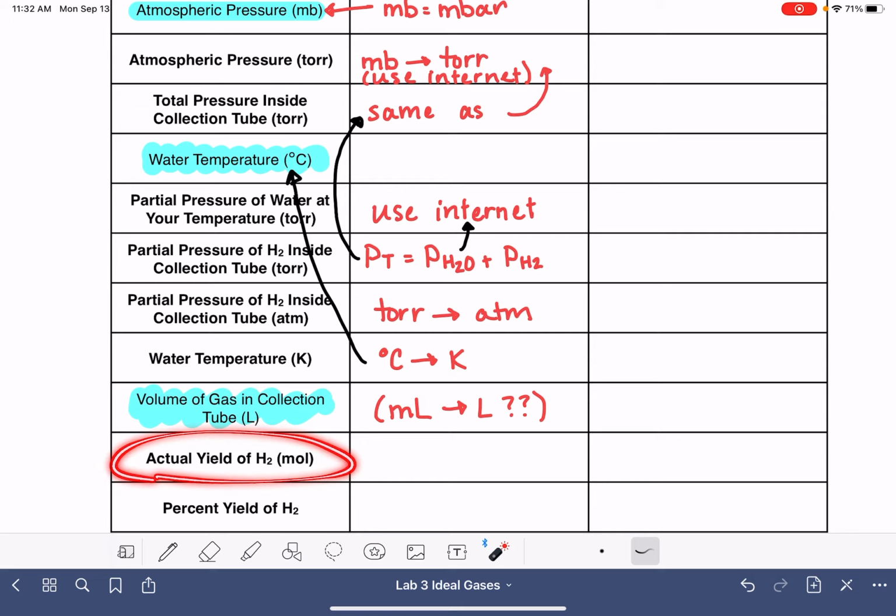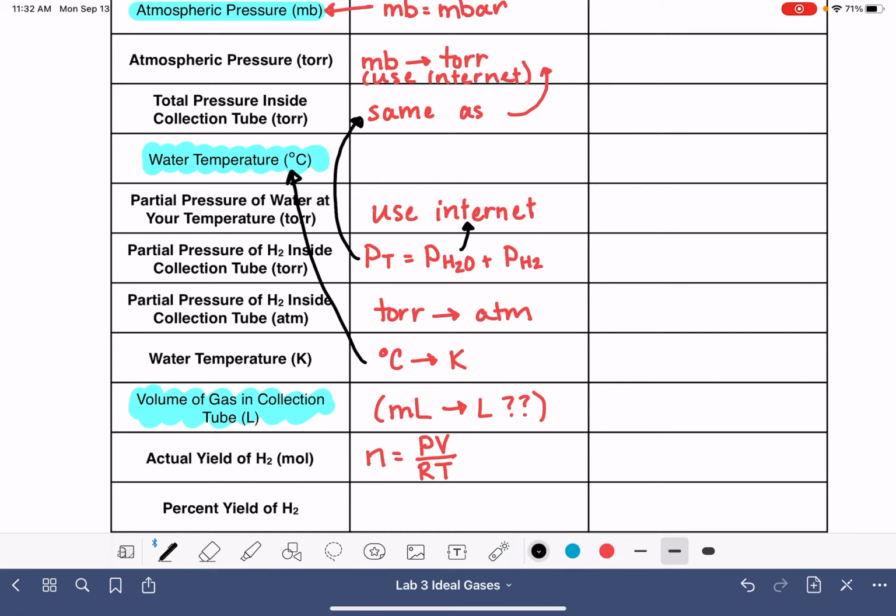Now it wants you to report the actual yield of H2. Remember, the actual yield is a number that is measured. It's not a number that can be calculated, although we kind of are going to have to calculate it in this case, but this is going to come from actual data. It's actually going to come from the gas law. We want to calculate the moles of H2, and that is going to come from PV equals nRT, pressure times volume over the gas constant times the temperature. And this specifically is going to be the pressure, the volume, and the temperature of H2.